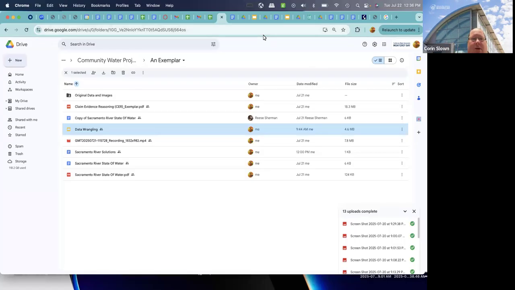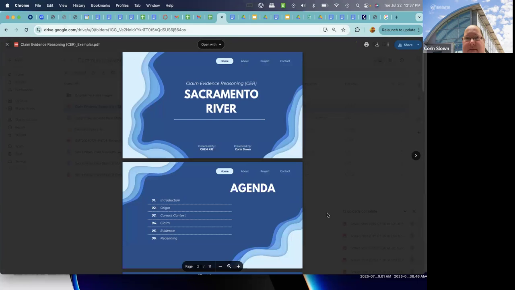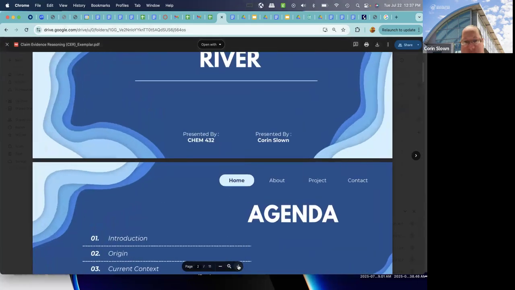All right, so your community water project has 4 parts. The first part is your claim evidence reasoning. I have an example of this as a PDF. You can always watch the recording if you would like to see what's there, but I think showing you the PDF gives you a sense. Let me make this just a little bit bigger.